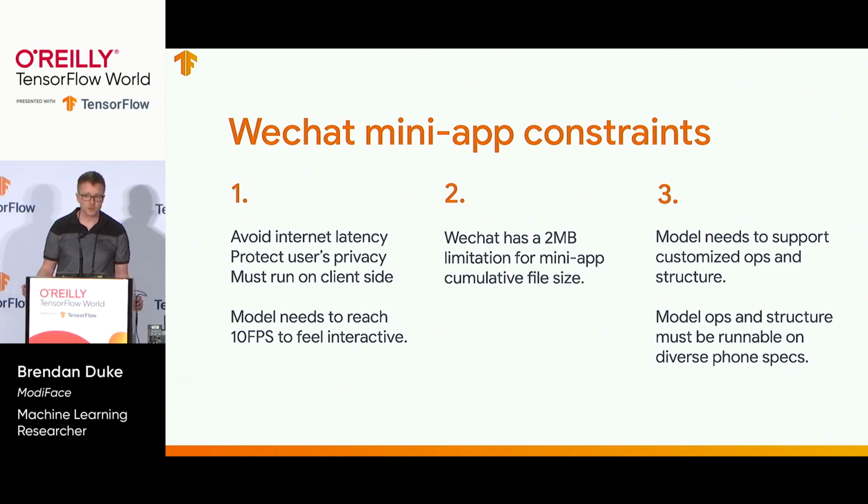So a second challenge we ran into is that the WeChat mini programs have a 2 megabyte cumulative file size limit. So we need to find a framework that's small and allows us to develop a small model, so that we can load it as quickly as possible as well. And thirdly, because our models have some custom operators, we needed a framework that's extensible with custom operators. And we also needed a framework that is going to support all the different mobile phone models that are supported by WeChat itself.